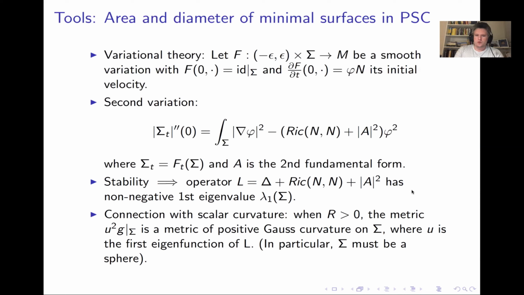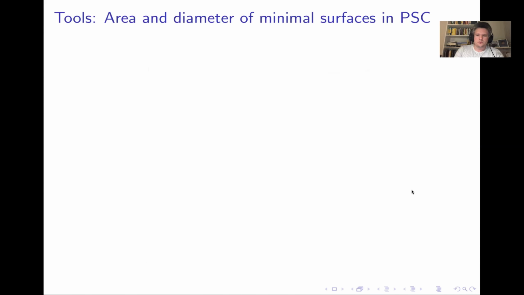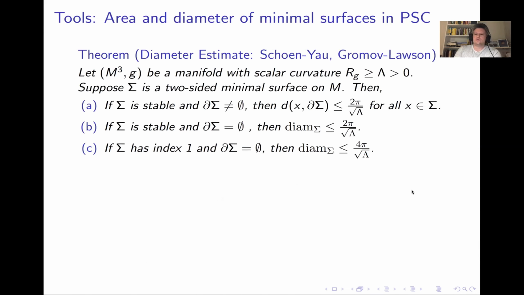Okay, so this is the basic background to show the geometric smallness. The theorem that's going to be heavily used in the rest of this talk is the following. If I have a positive lower bound on scalar curvature, then for stable surfaces, in the case where I have boundary, I can bound the distance from my interior point to the boundary. This has to be bounded by at most 2 pi over root lambda.